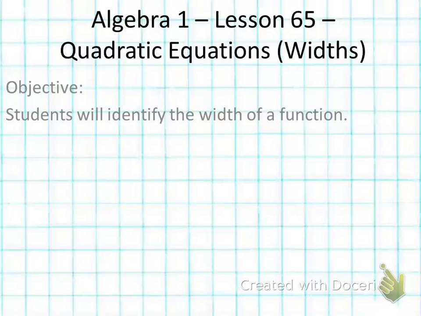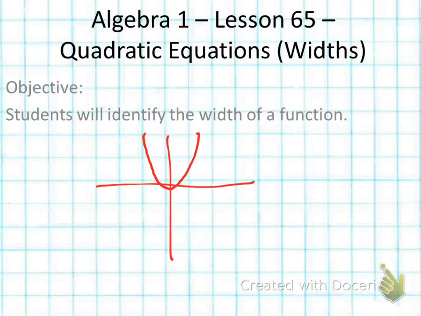Okay, this is lesson 65, quadratic equations. We're looking at the widths of them. Quadratic equations, when we graph them, could vary in widths. You've noticed sometimes, if we have an x and y axis, we're just going to go really quickly. Some of the graphs look like they're opening up, and some of them look like they open down. How do you know if they open up or down?